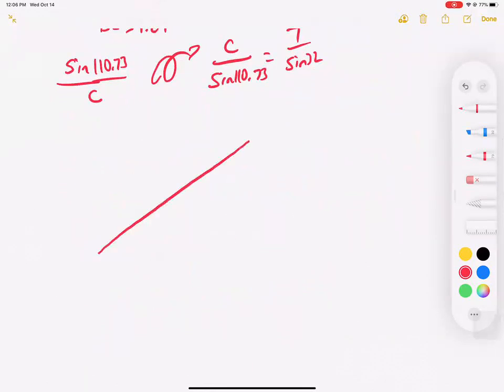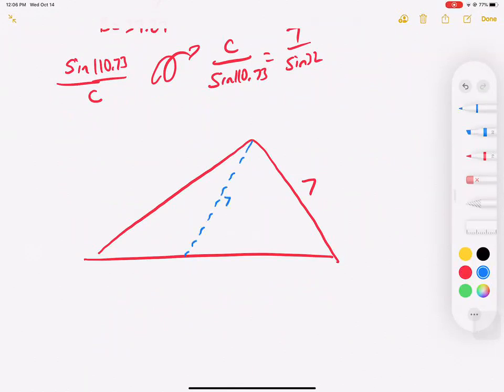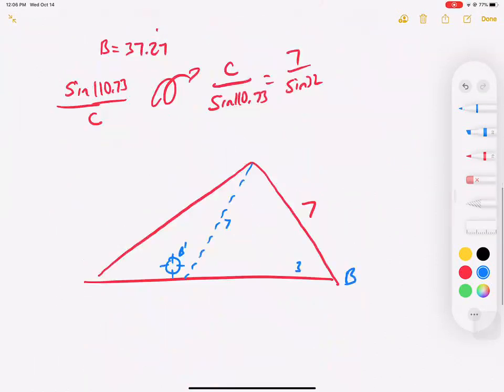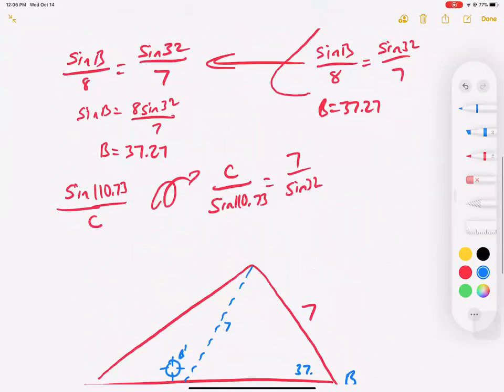Let's go ahead and draw you guys the triangle again. We said this was 7, and I'm going to draw my second triangle right here. This is 7. We are trying to aim here. This is our target right here. Trying to get here. Okay. Call it B prime if you want, however you want to call it. This is B. This is our little B prime. We know that the right angle B was going to be 37.27.